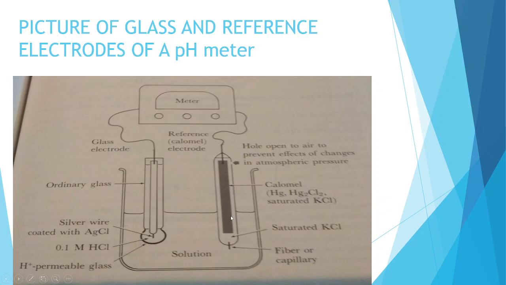Now on this side, reference electrode, this hole is open to air to prevent effects of changes in atmospheric pressure. Reference electrode is also known as calomel electrode. Calomel, Hg2Cl2 with saturated KCl. This mixture is known as calomel, and here saturated KCl is filled, and this fiber or capillary is attached here. This is for sensing the difference in change in electromotive forces between the two electrodes.